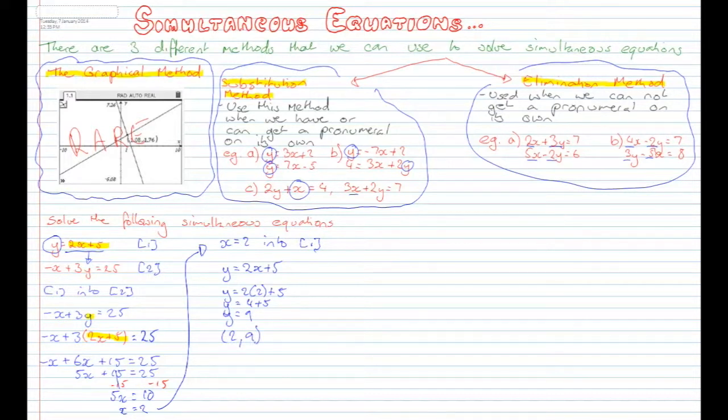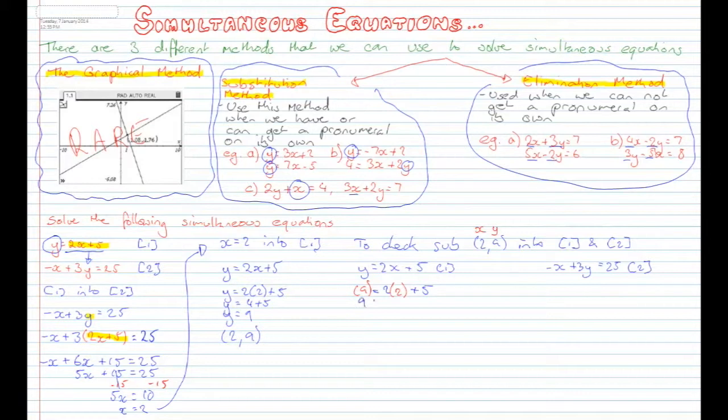Right, the next step now is just to prove that that's actually the case. So what we're going to do is substitute this coordinate into both equations. So to check, substitute 2 and 9 into equations 1 and 2. So I've got my equation 1 and 2, so y is equal to 2x plus 5 is equation 1, and negative x plus 3y is equal to 25 as equation 2. I'm going to substitute that point into it now, so wherever I see an x I need to write the number 2, and wherever I see the y I need to write the number 9. So let's go through and do that. Instead of writing y, I'm going to write 9, so 9 is equal to 2 times 2 plus 5.